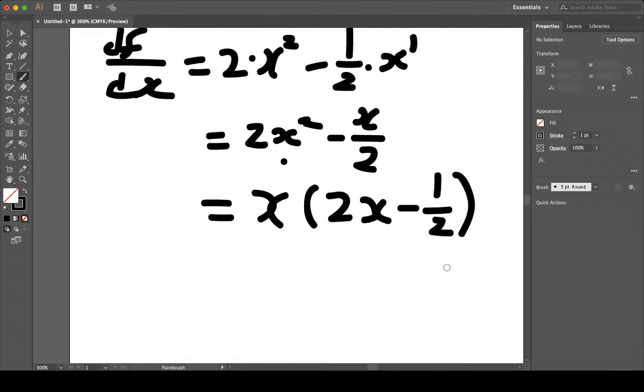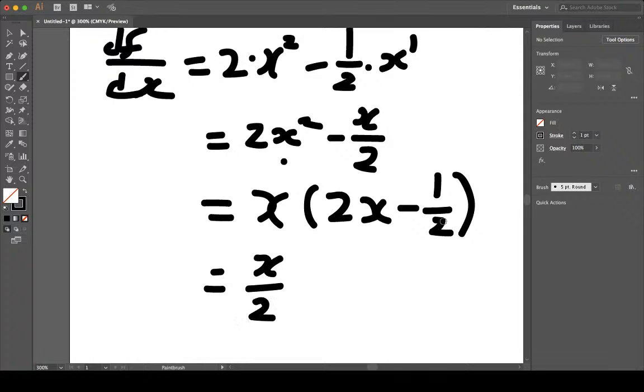So let's just try to get this half away, because inside this bracket I'm hoping that there are no fractions. So yeah, let's just do this. Let's do x over 2 instead.